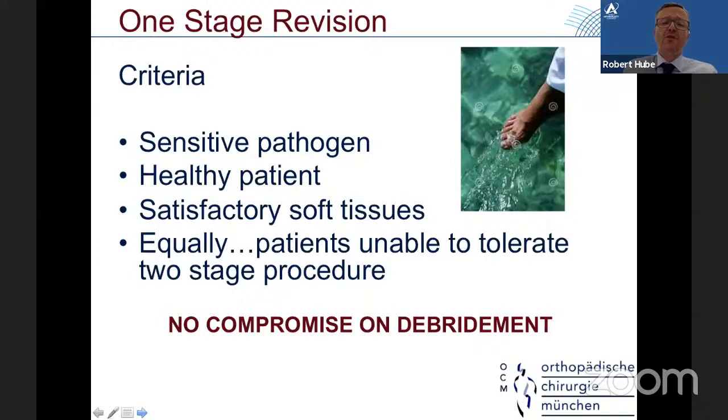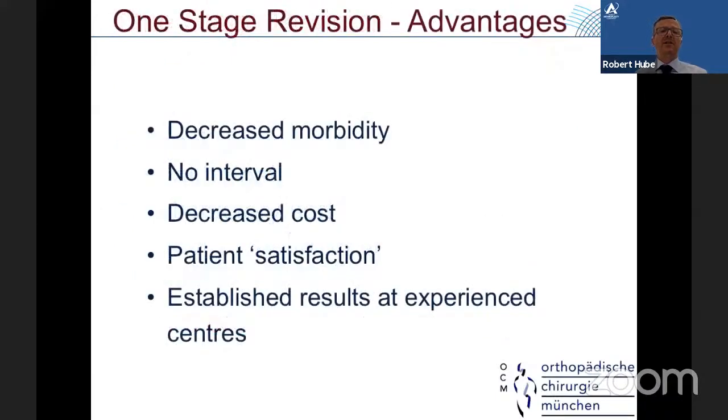Healthy patient, so good host conditions, good soft tissue condition, and these are the MSIS criteria: pathogen, healthy patient condition, and soft tissue condition. And equally, patient unable to tolerate the staged procedures, but usually that is not the case, but no compromise on debridement. But radical doesn't mean you cut all the muscles, the patient still has to function.